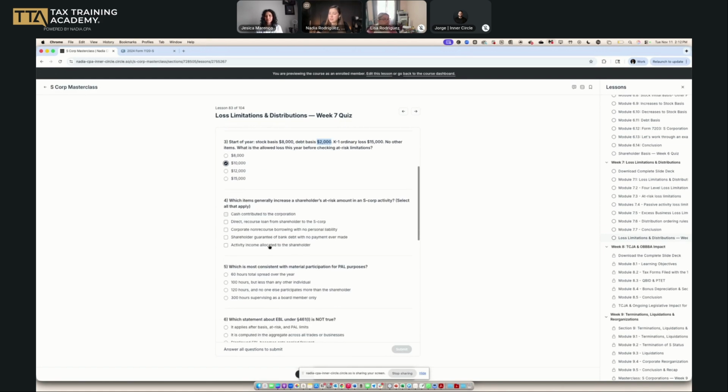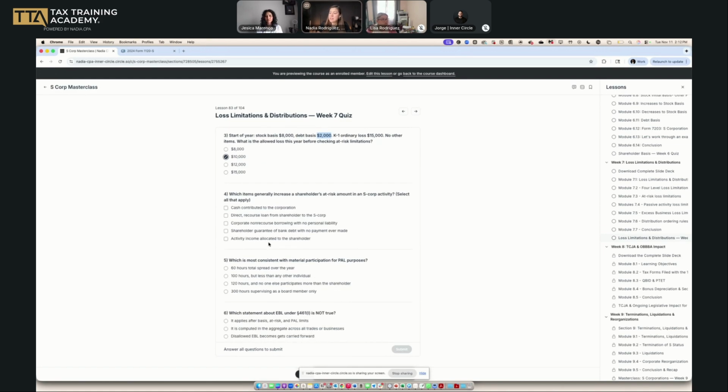Which items generally increase a shareholder's at-risk amount in an S Corp? Select all that apply. So what increases is the cash, because you're liable for cash. It's your money. If anything happens, you're out of cash.